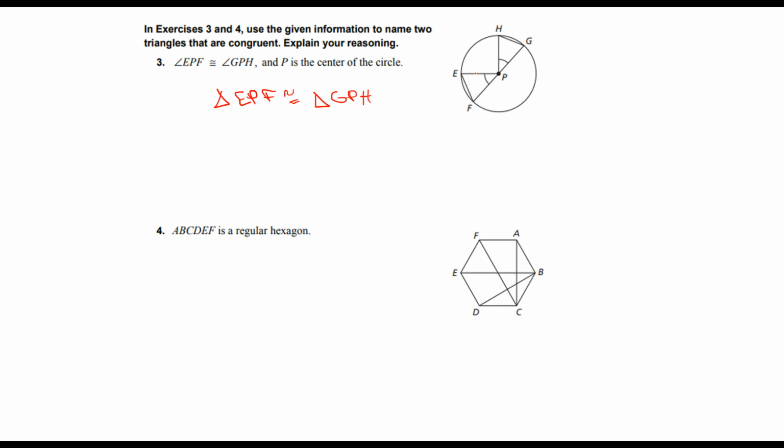The letter order is somewhat significant here, but I'm doing side angle side. That's how I could tell. Side angle side applies here.